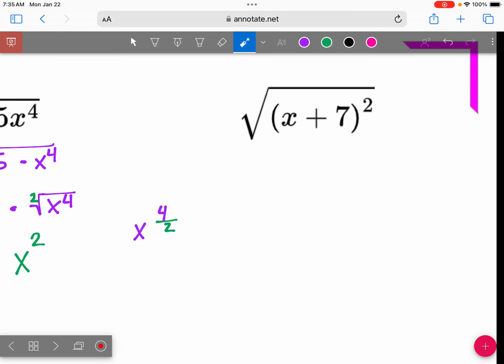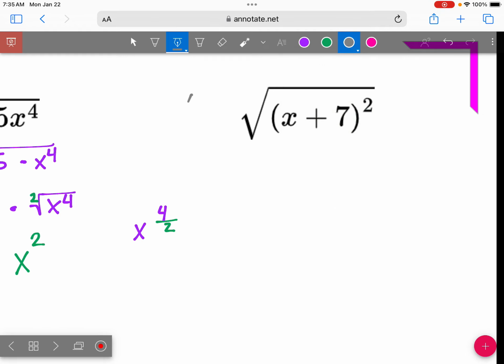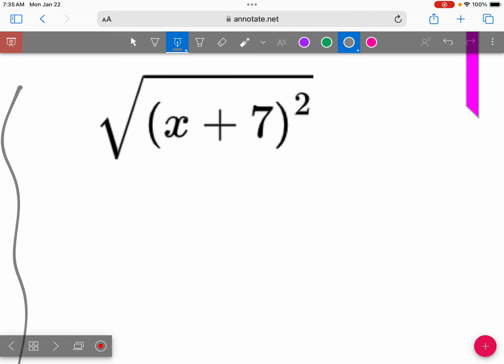Then let's look at this right one. I've got the square root of the quantity x plus 7 squared. And what can we do over here to simplify? What's going on over here that I can simplify? Say it again.